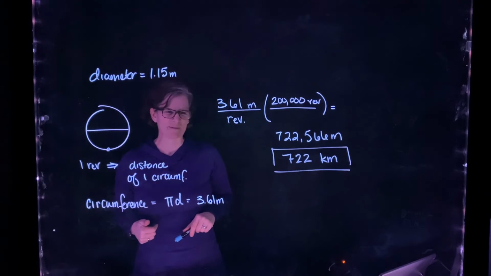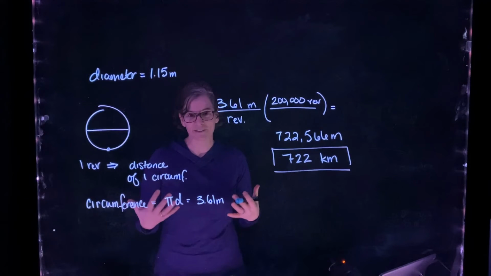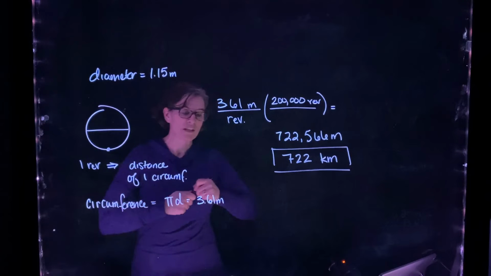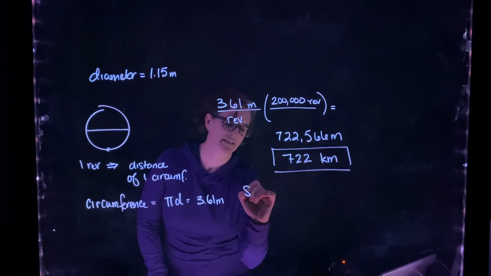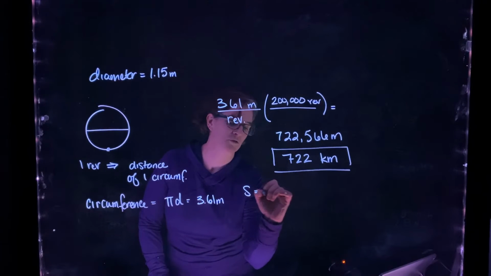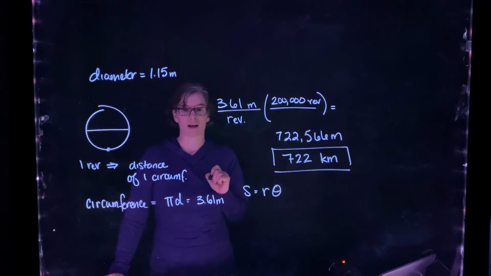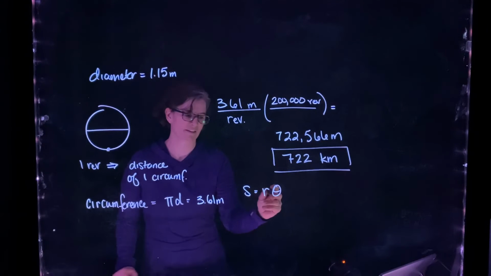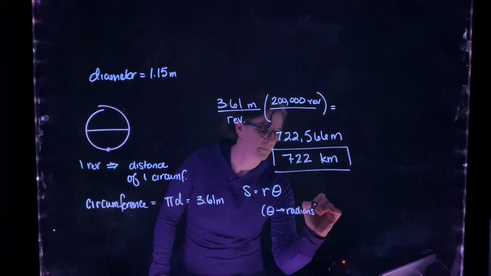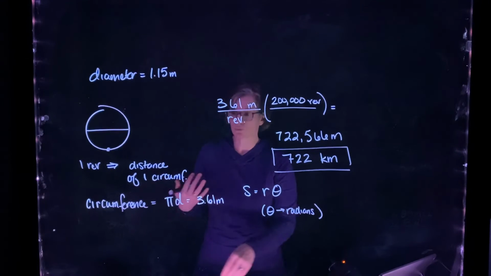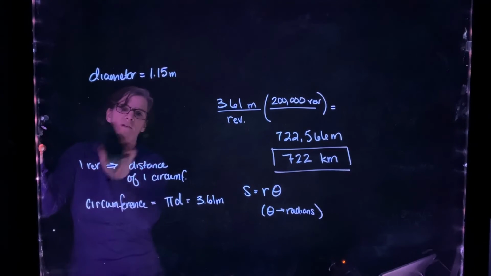Now that's actually not the only way one can do this problem. We can do it another way. We can use our concepts of angular distance. We know that the distance an object travels is equal to the radius times the angle through which that object travels. Okay, and this angle is in radians. So how many radians is 200,000 revolutions?